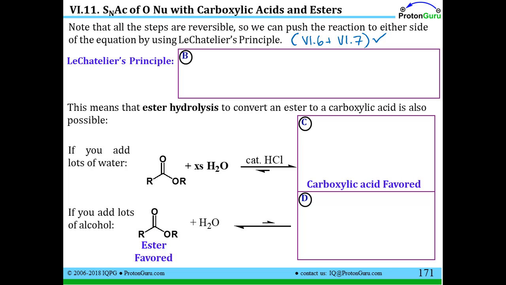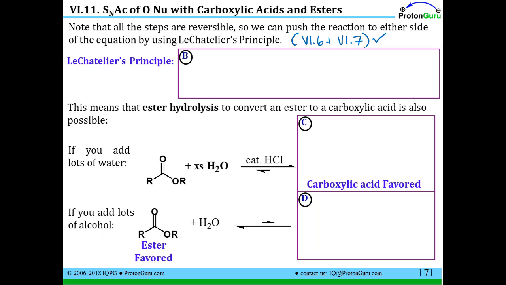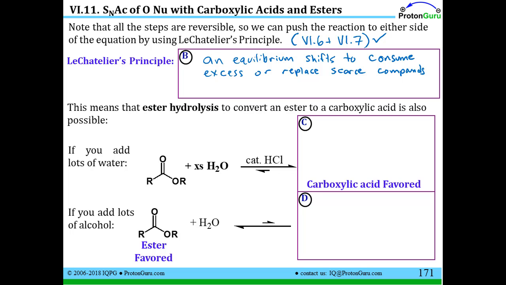The idea is, if we have a reaction where every step is reversible, that means we can reach an equilibrium for any of these steps. Well, we can apply Le Chatelier's principle, which applies to any equilibrium process. A quick statement of Le Chatelier's principle is that an equilibrium shifts to consume excess or replace scarce compounds. So this means that ester hydrolysis, the reverse of a Fischer esterification, could also be accomplished.